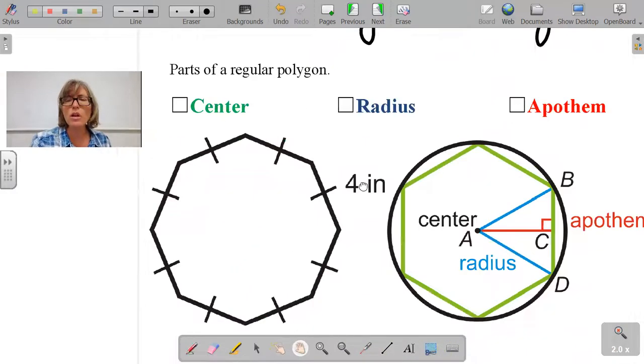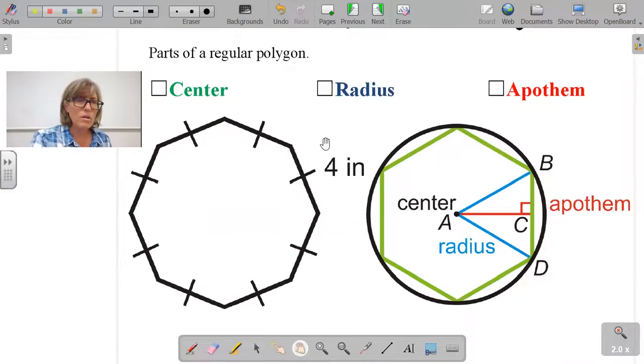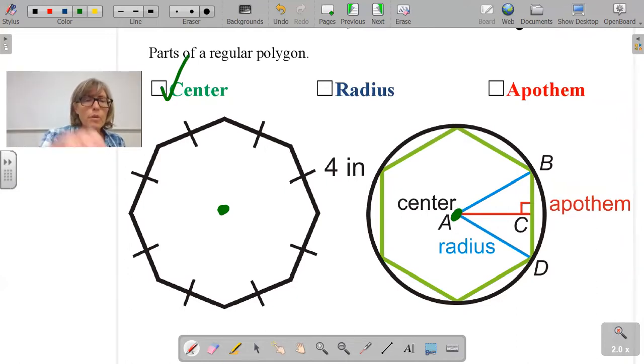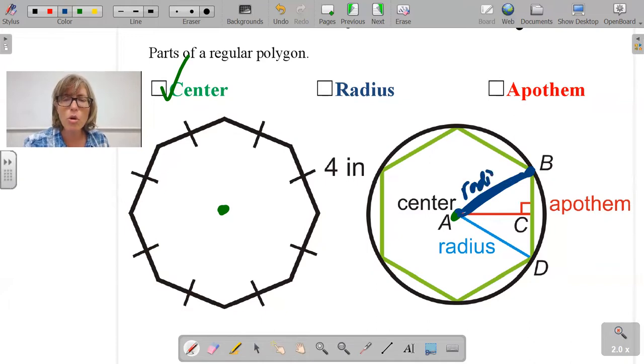Let me introduce, there's a couple new terms here. So in a polygon, there is going to be a center, just like the center of a circle. So that would constitute the center, of course. And in this case, the center would be A. Now, radius. In a regular polygon, a radius connects center to corner.